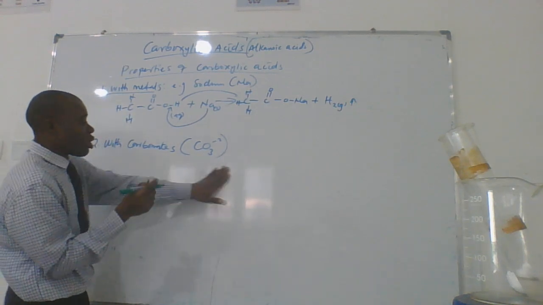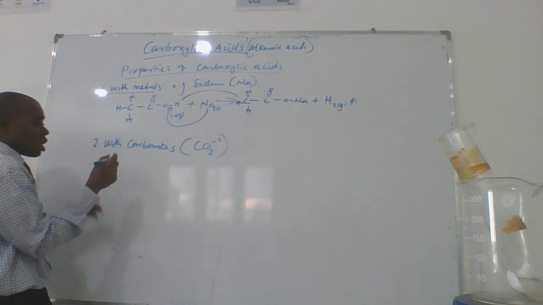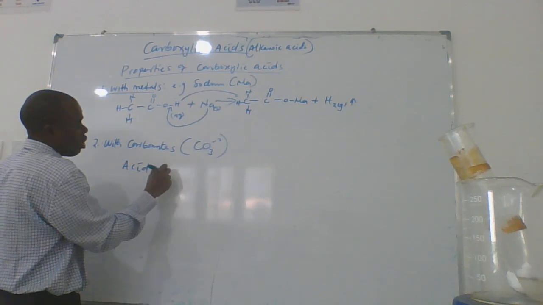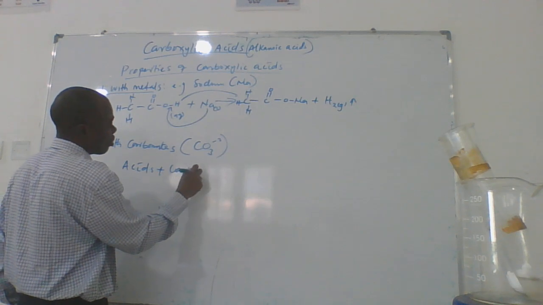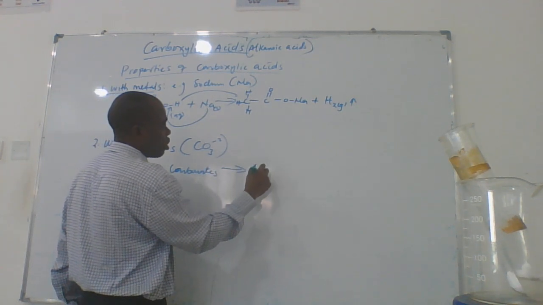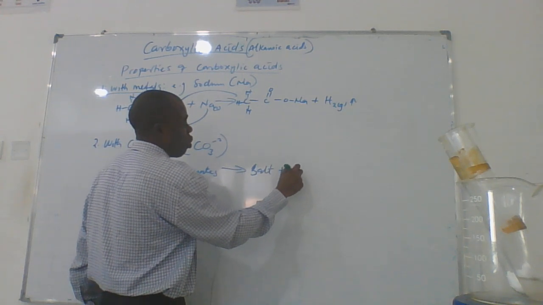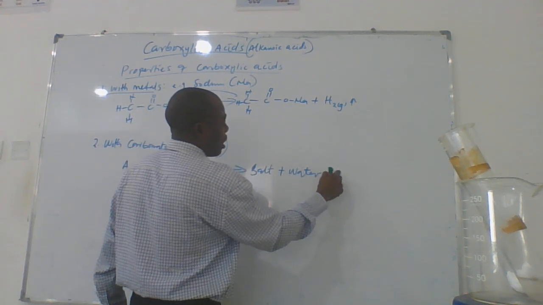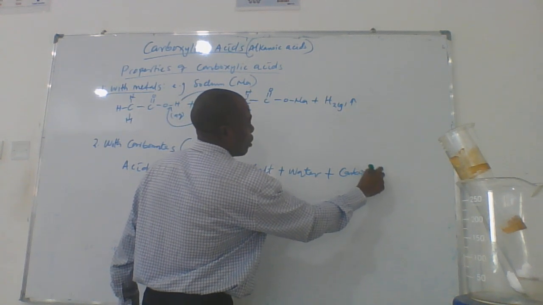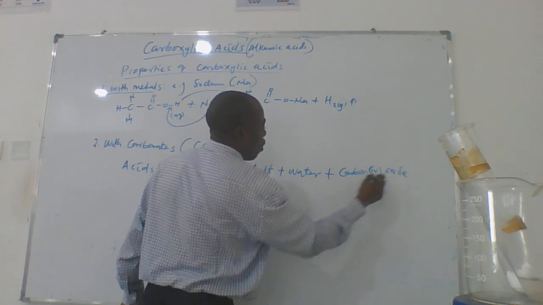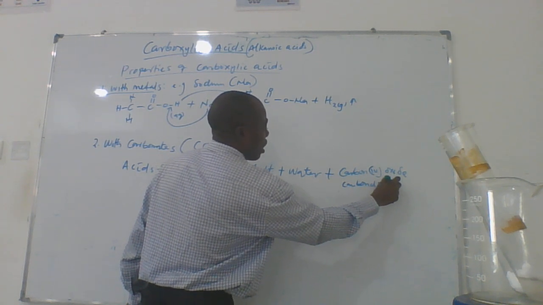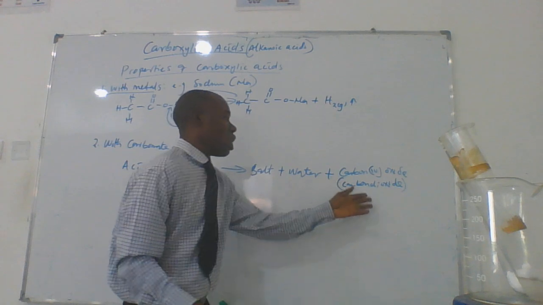And so, let me just give you this particular summary so you just recall. Whenever acid reacts with carbonate, we are going to have a salt, water, and carbon IV oxide, or otherwise called carbon dioxide. So why am I using these two names?